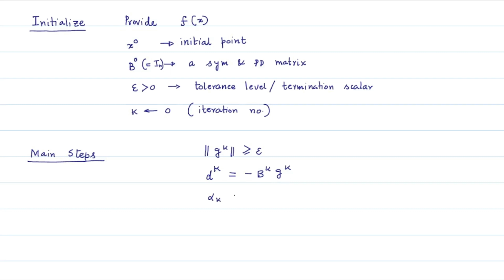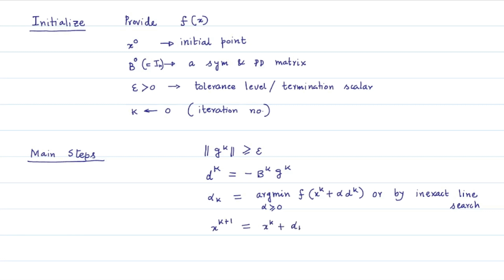Then you compute the step length to be taken along the direction d_k. This alpha_k is the argmin of the function f along the direction d_k. If you go with the exact step, then you have to compute this argmin, or otherwise you can also choose this alpha_k by any of the inexact line search methods. Then compute the next iterate x_{k+1}, which is given by the current iterate plus alpha_k times d_k.